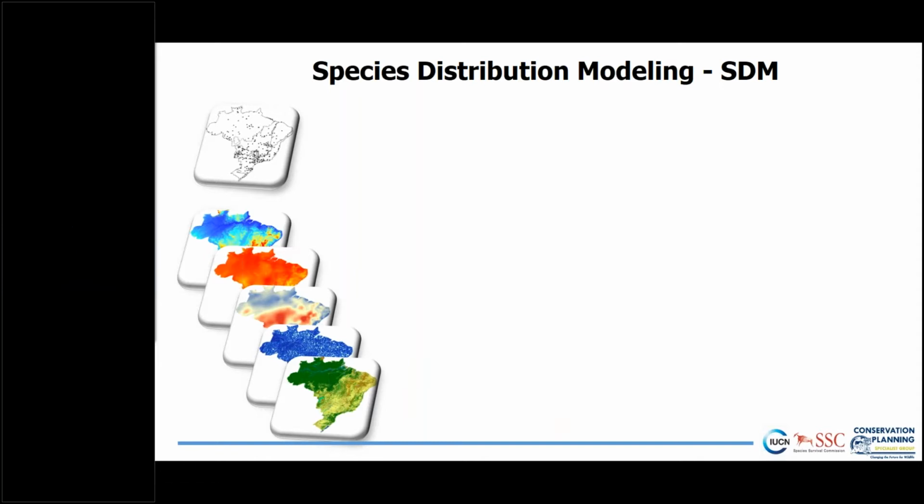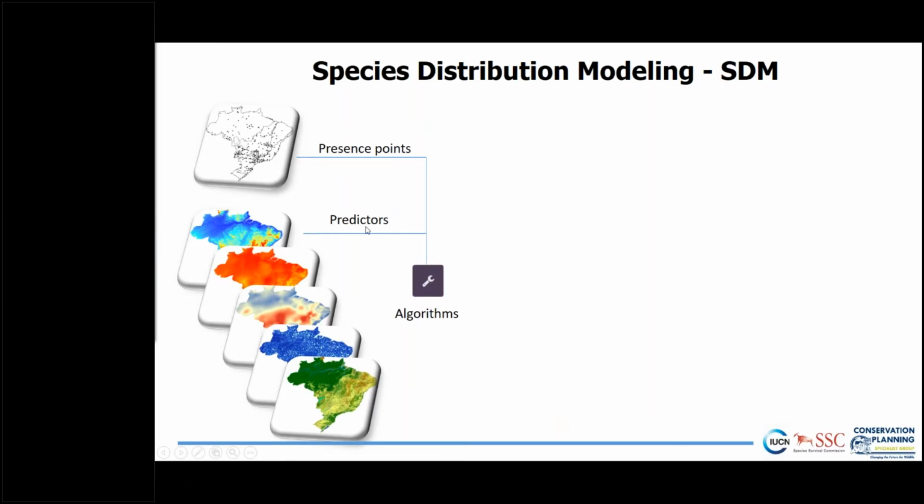And there are thousands and thousands of scientific papers published in the last 2 decades, mostly related to ecology, biogeography, and conservation. So the SDM is a correlative approach that relates the GPS location, so the presence points of a species, and the spatial variables related to the species distribution or species niches.